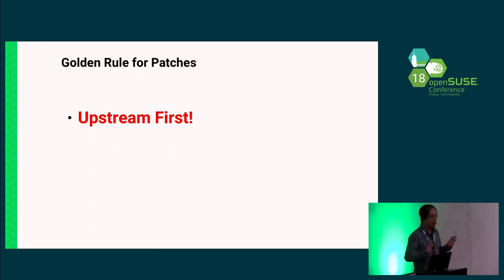So the correct procedure is to submit that patch to upstream to be reviewed and eventually merged in the upstream tree. Then we can backport the patch from upstream to our kernel. Without that, we had many quality problems in the past. So this is for improving the quality and also reducing our maintenance load.